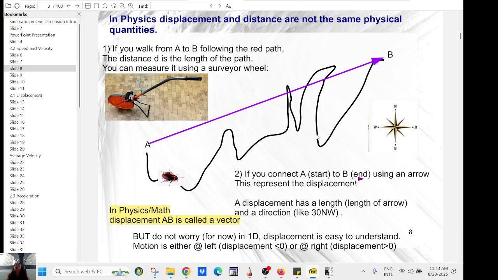So the distance is 30 centimeters because I was able to measure that distance here with a tiny, itsy bitsy surveyor wheel, a small one like this. So that will be the distance.